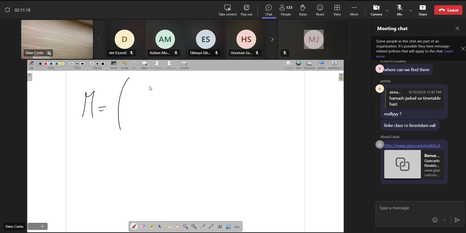A matrix is a rectangular object in which we have many entries: A11, A12, A1M, and then A21, A22, A2M, and so on, AN1, AN2, ANM.